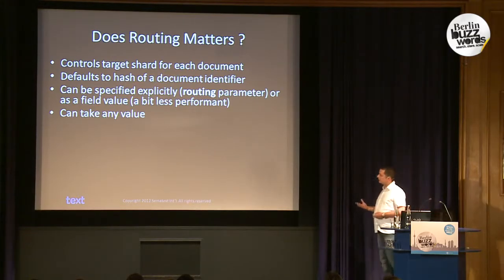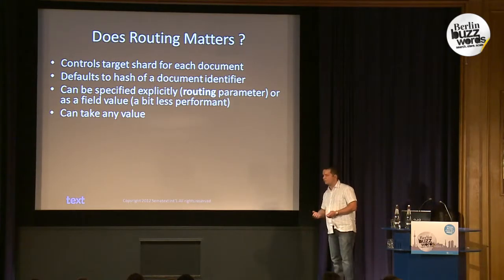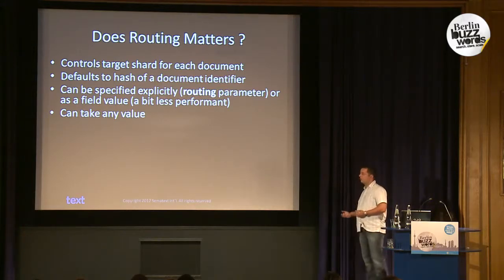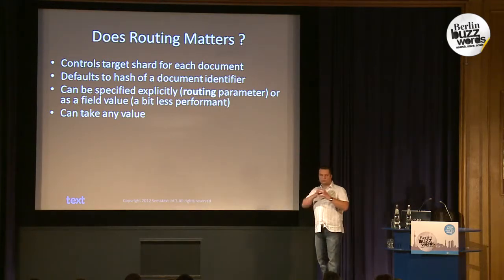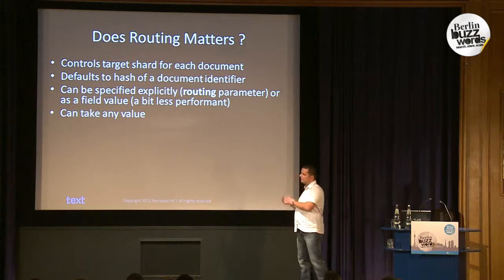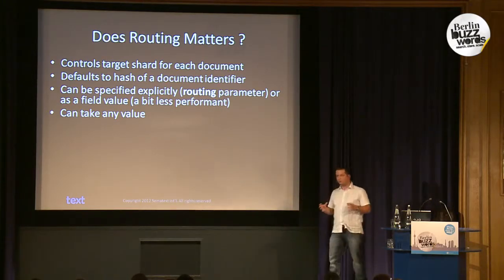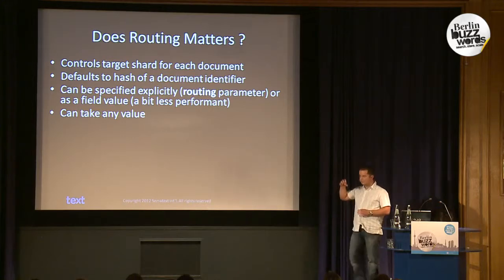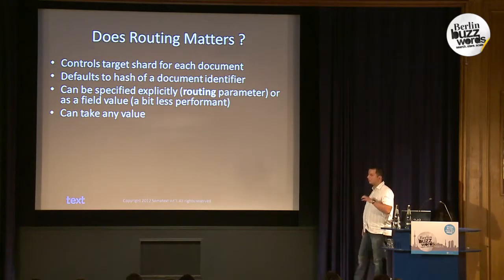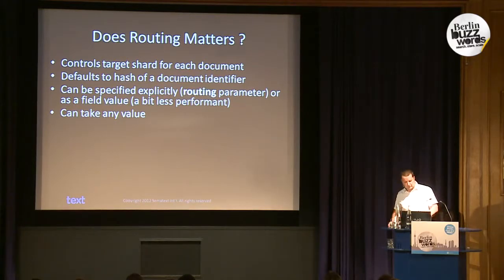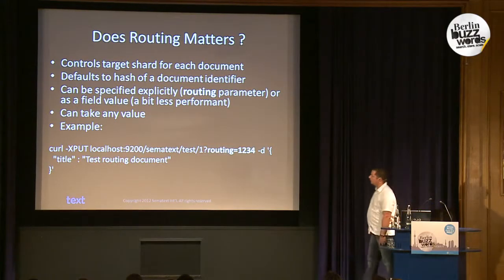one of the shards. Routing can take any value, so if you, for example, want to place documents on the basis of a user ID, because you know you will be only searching within the user's documents, then you can use routing to specify that the user ID will be used for routing, and all the documents for a given user will be indexed in a single shard. That's good because when querying, you can specify the same routing value, and Elasticsearch will query only that single shard.